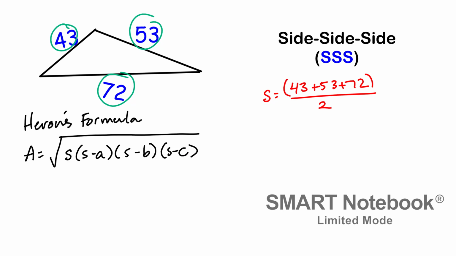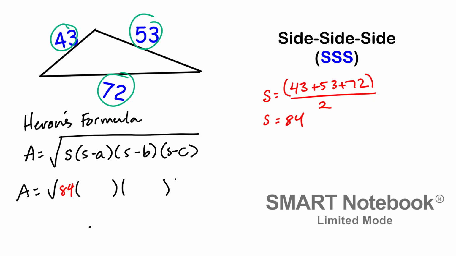Okay, so we know that S equals 84. Now it doesn't matter which one A, B, or C really is. You can plug them in anywhere you want. So we have area is going to equal the square root of S, 84.